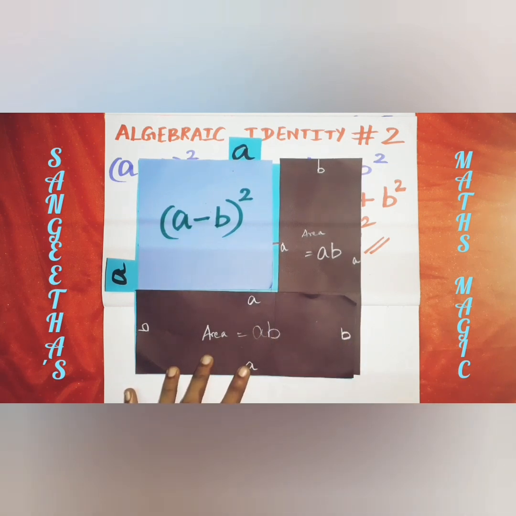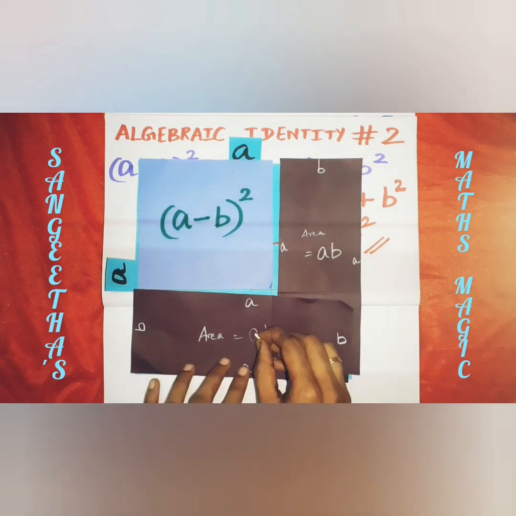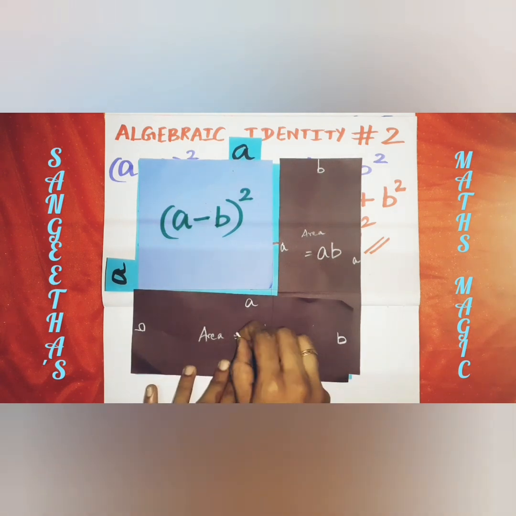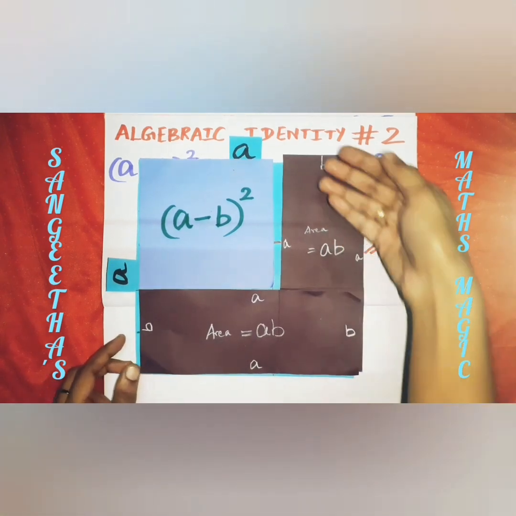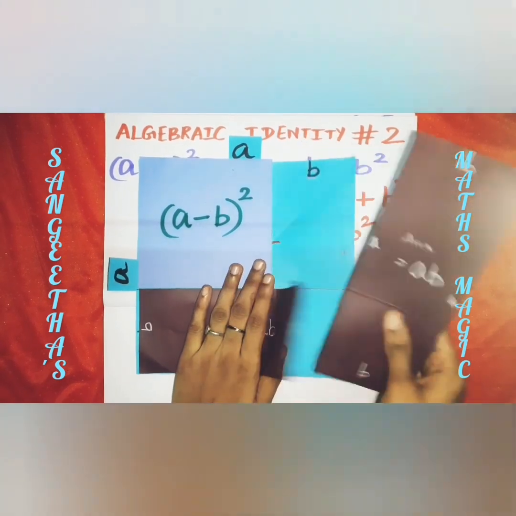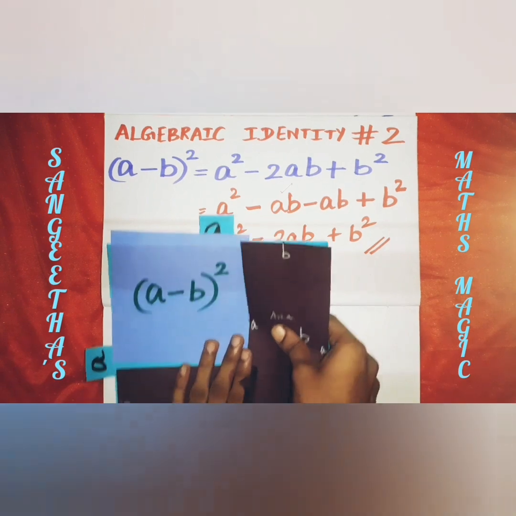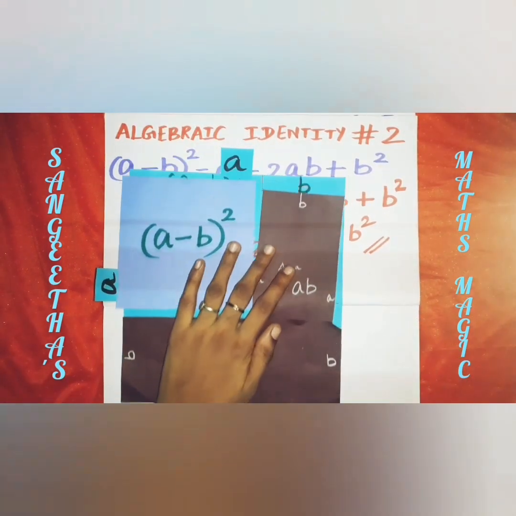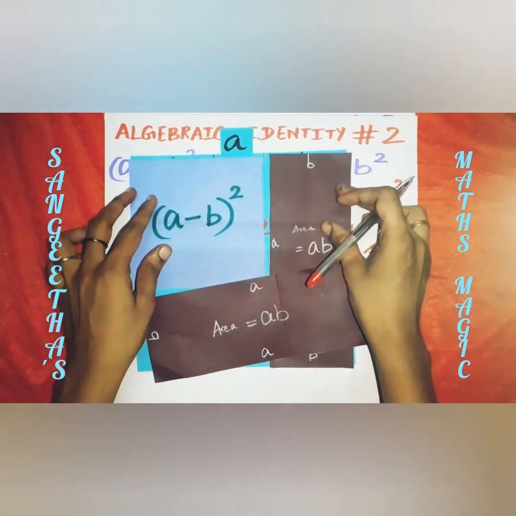So we say it to be A into B. Length is A, breadth is B. So A into B, AB. Okay, so the other rectangle, which we have to remove from the total A square. But see, this is minus AB, one rectangle. Again minus AB, that is the minus AB. I have written it in the next.